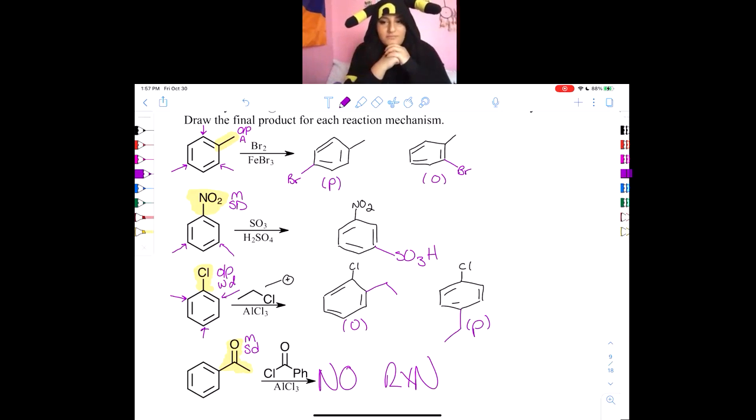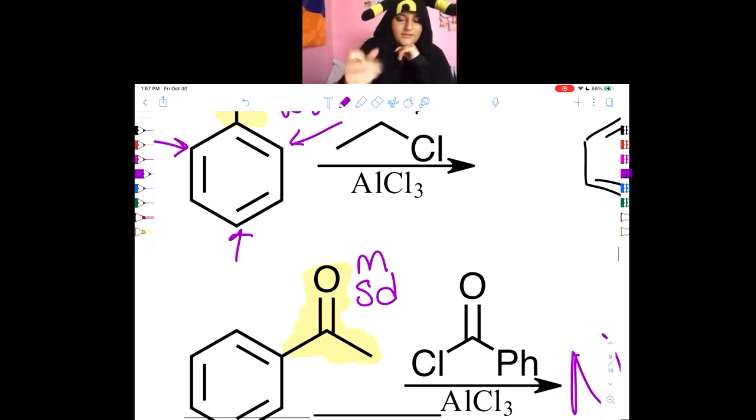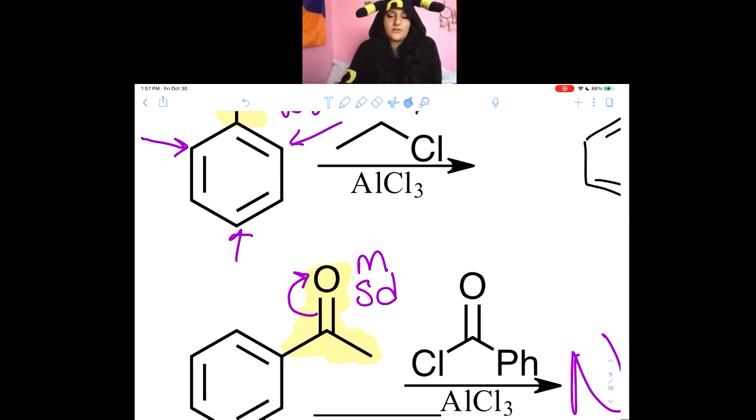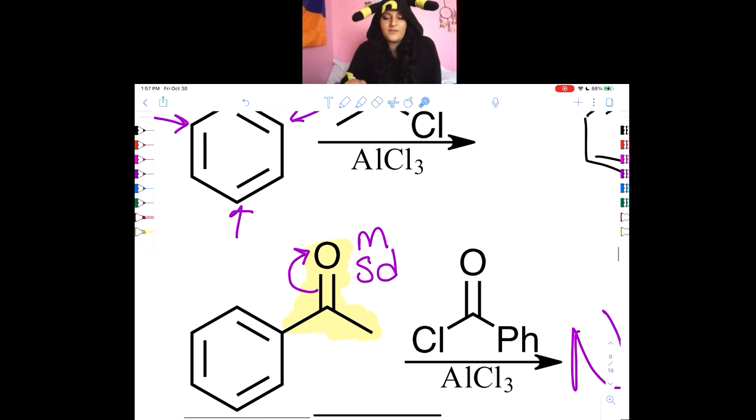So it said, how is that an electron withdrawing group? So it's an electron withdrawing group because these electrons will go out towards the oxygen, not towards the ring. So it's taking electrons away from the benzene ring. Cool. Any other questions?